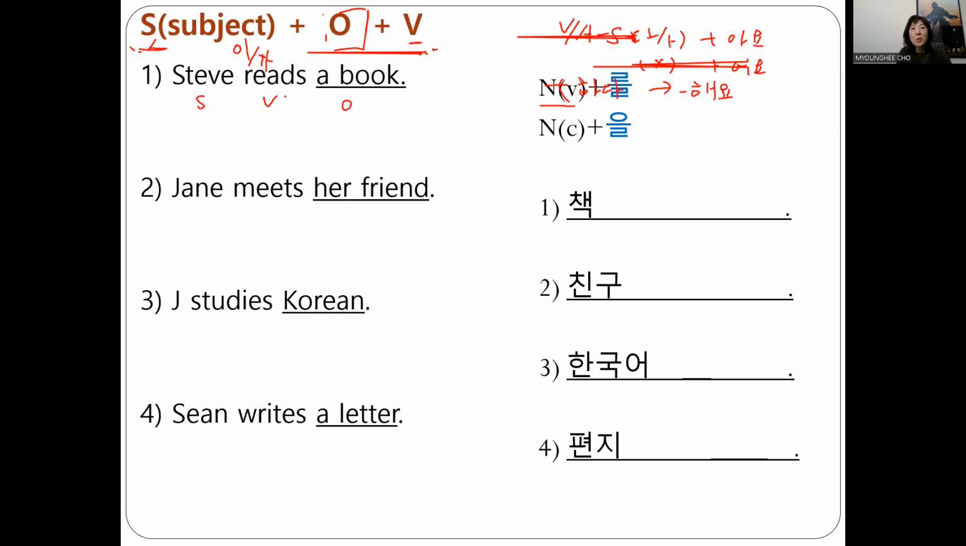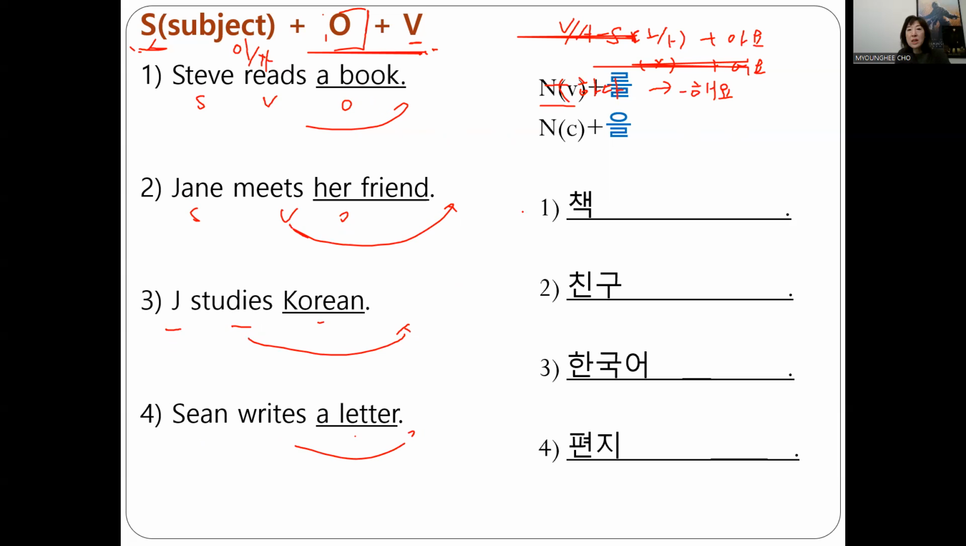Here, as you see, in English it is SVO, but in Korean, we put V at the end. We put V at the end. You have to remember, in English, SVO, but we put V at the end. SVO, V at the end.